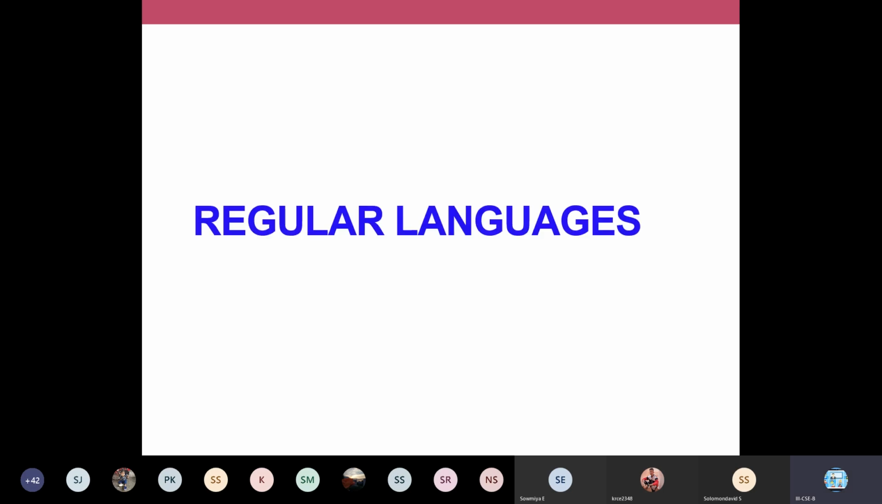Then only you can understand even the questions given in your part B. So now, one more simple concept we are going to analyze. That is about what is a regular language. So far, we are discussing about regular expressions, is it not? So we are discussing about regular expressions.